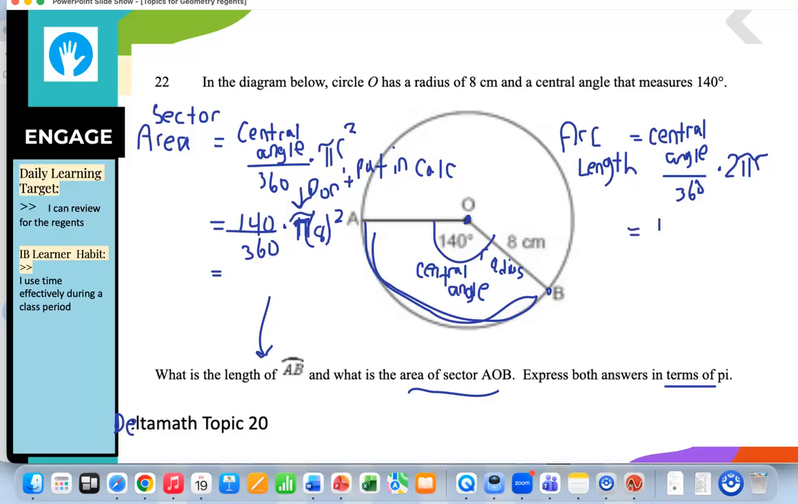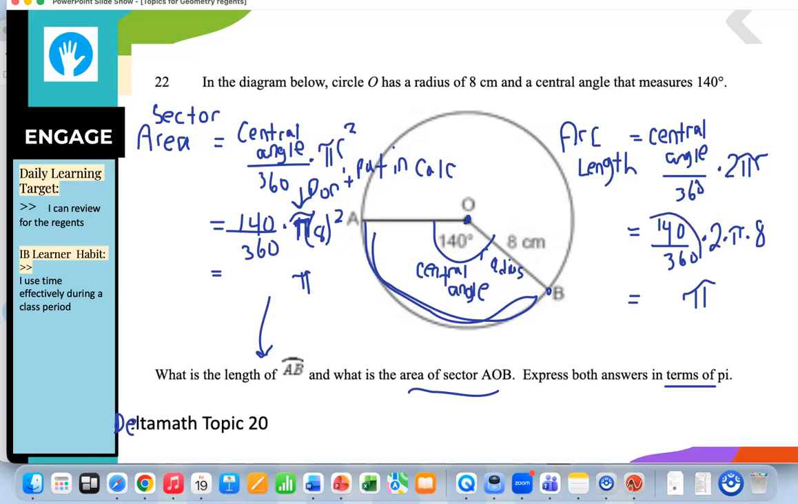You're going to do 140 divided by 360, but you're going to multiply 2 by pi by 8. And you're literally going to put that in a calculator, and that is basically your answer. So one is going to be one thing, and the other one is going to be a different value, but they're both going to have pi in the end. So it's going to be something pi and something pi, and you're done.